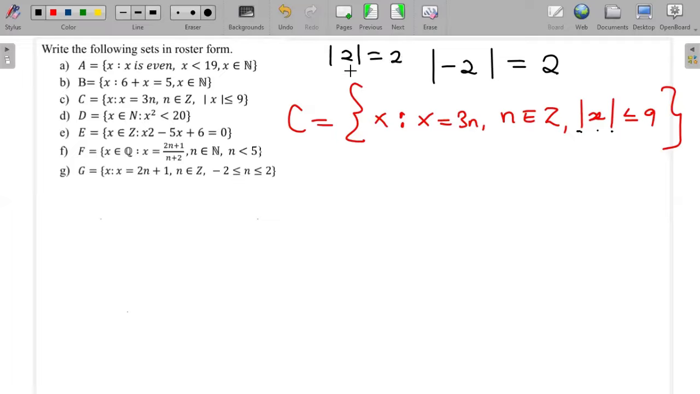So it doesn't matter if there's a positive or a negative there, the answer coming out of the bars should always be what? Should always be positive. That's simply what it means.